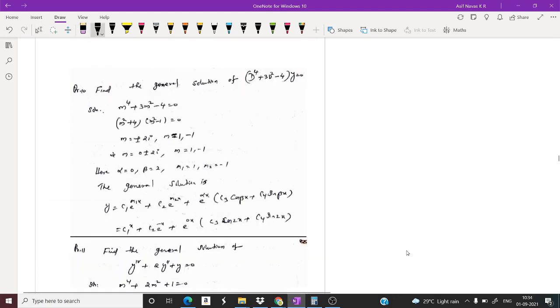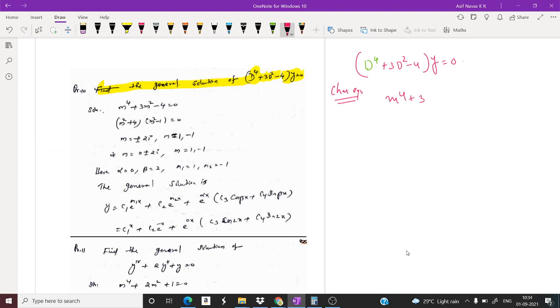Find the general solution of D raised to 4 plus 3D square minus 4 y is equal to 0. So we have given it in a symbolic form. Now the characteristic equation, we will get m raised to 4 plus 3m square minus 4 equal to 0. Now, the fourth degree polynomial, right? So how to find the solution?